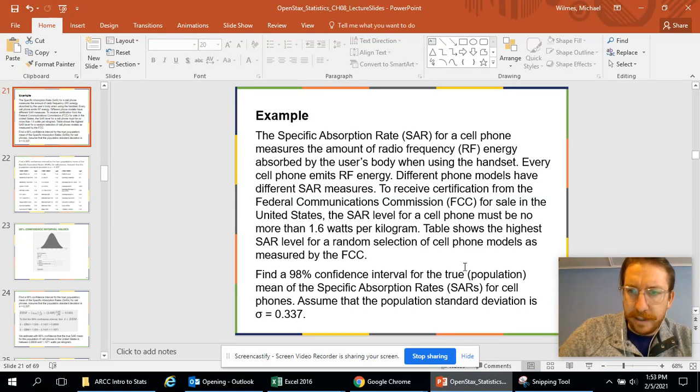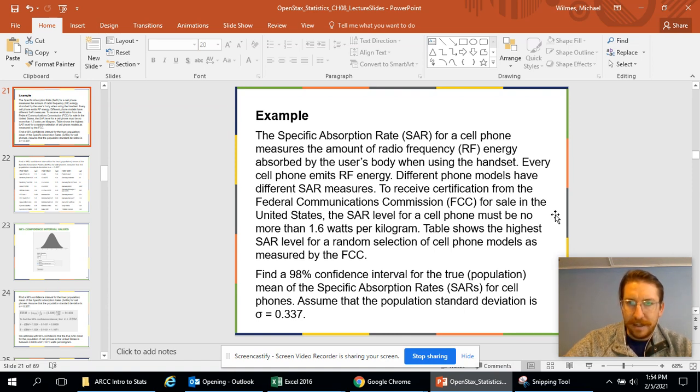All right, let's check out another example in section 8.1. Kind of a wordy problem, but it'll make sense. So the specific absorption rate for a cell phone measures the amount of radio frequency, so the energy absorbed by the user's body when using the mobile device. Every cell phone emits RF, radio frequency.